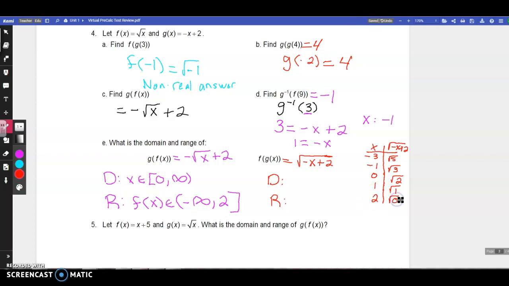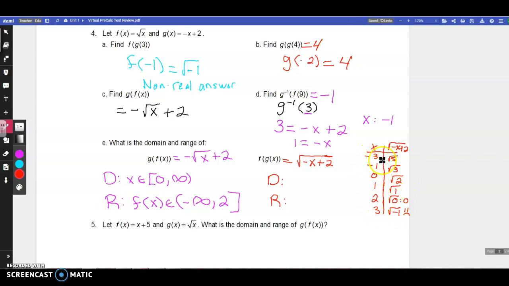Square root of 0, that's still 0. I'm still happy with that. Let's plug in 3. So negative 3 plus 2 is negative 1. Square root of negative 1. Uh-oh. That makes me nervous. Okay? So think about what we just found out here.